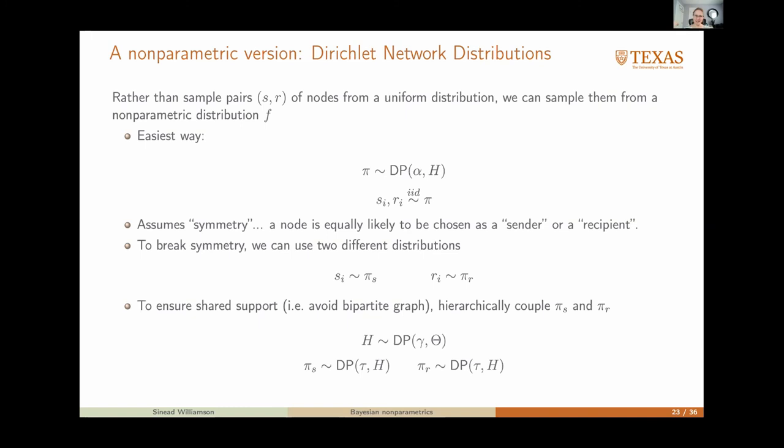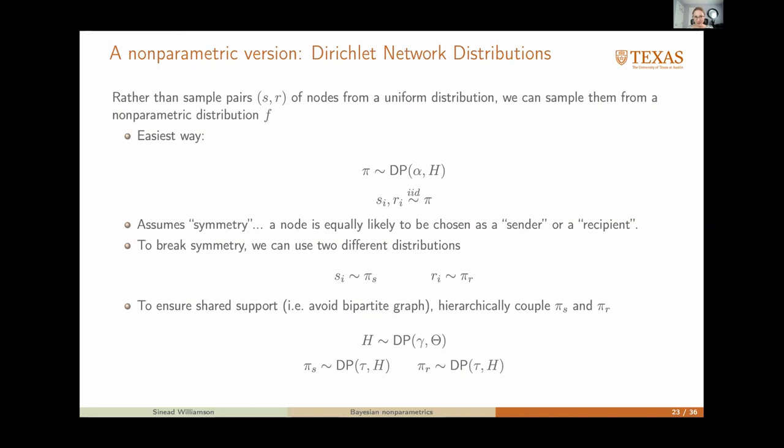So I'm going to have two different distributions. Right? I'm going to have one distribution for senders and one distribution for recipients. And I'm going to make those Dirichlet processes again so that we have infinitely many senders and infinitely many recipients. But I do sometimes email Rodrigo back. I am not that terrible. So I want them to have shared support, right? I don't want the set of senders to be entirely disjoint from the set of recipients. Much like I didn't want the set of topics in one document to be entirely disjoint from the set of topics in another document.